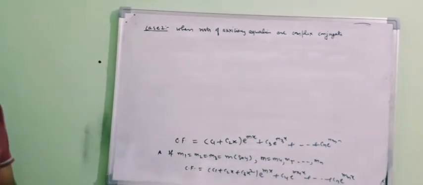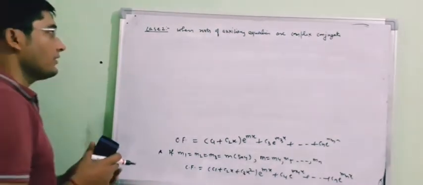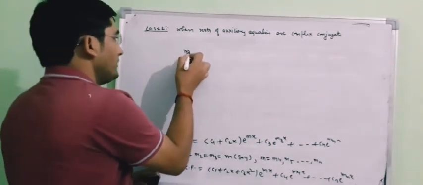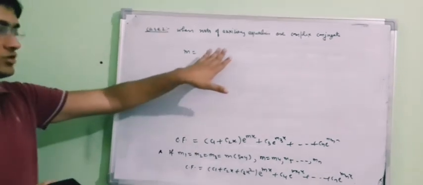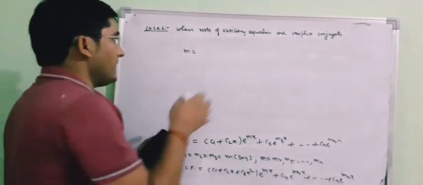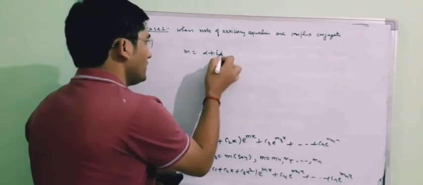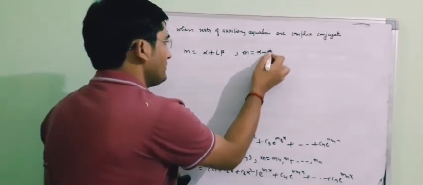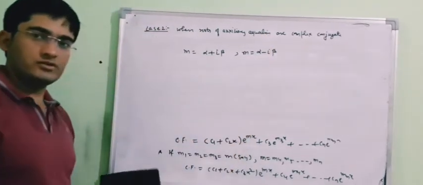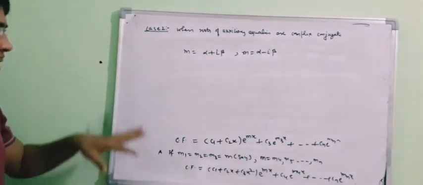When the roots of the auxiliary equation are imaginary, we know that the complex roots occur in conjugate pairs. So if m equal to alpha plus i beta is a root of the auxiliary equation, then alpha minus i beta will also be a root of that equation.